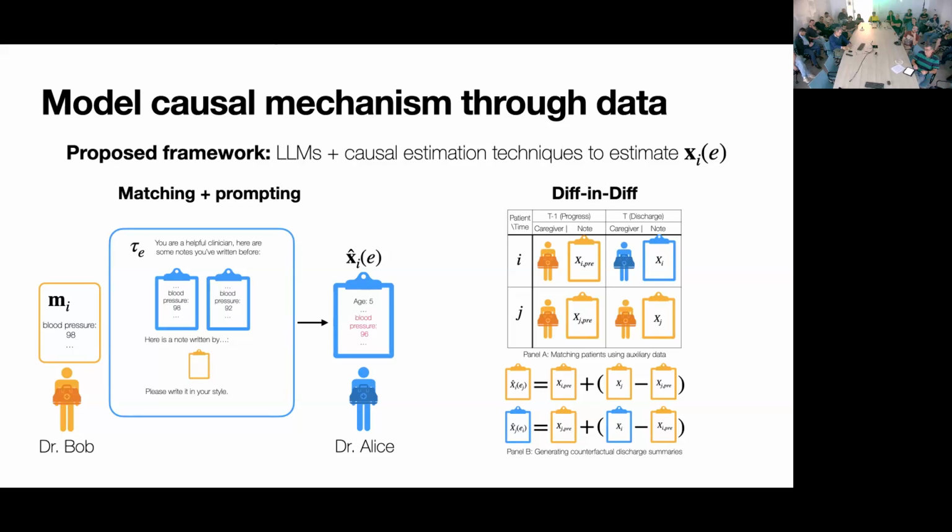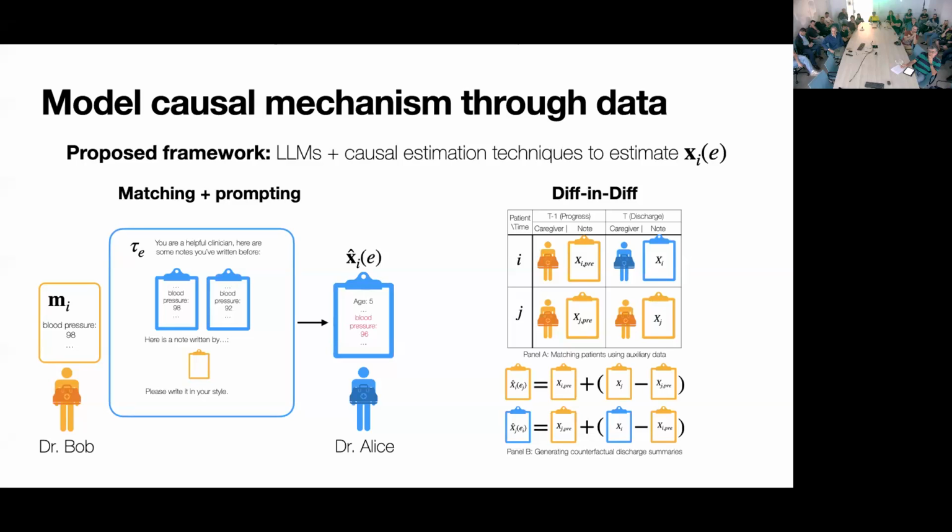So imagine we have two similar patients. They're not only similar in the sense that they have similar conditions coming into that spot in their hospital journey. They also have the same doctor. Both of them start with Dr. Bob. And when they get moved from this T-1 stage to T, something happens. Patient I switches to Dr. Alice, while patient J stays with Dr. Bob.